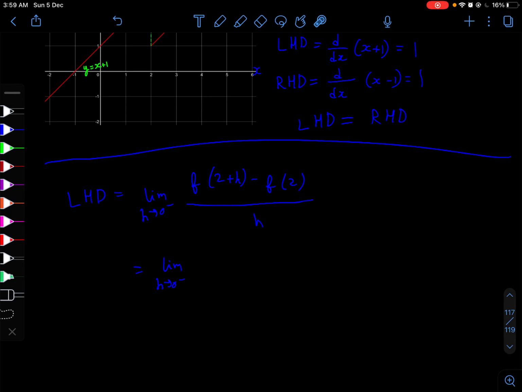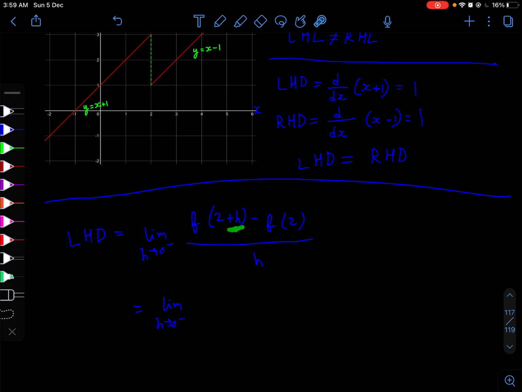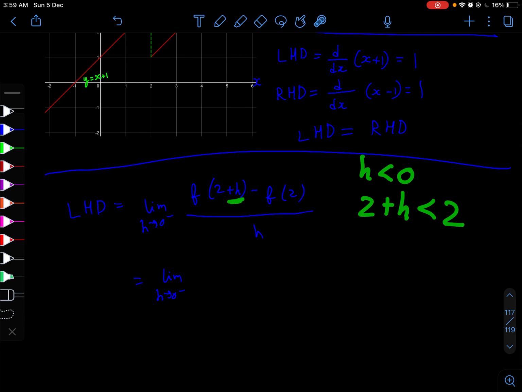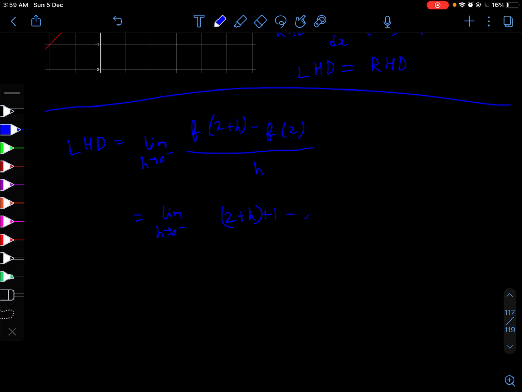we were approaching 0. So the value of h here is negative. So 2 plus h, because h is negative, we get that 2 plus h will be less than 2. So that's why we use this function here. We substitute this function x plus 1. So we get 2 plus h plus 1. So here this is the value of h, 2 plus h. I mean that's the value of x that we're substituting, 2 plus h minus f of 2.